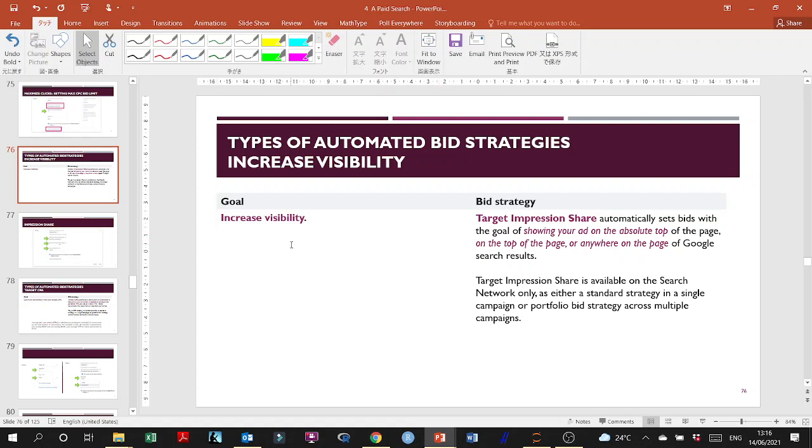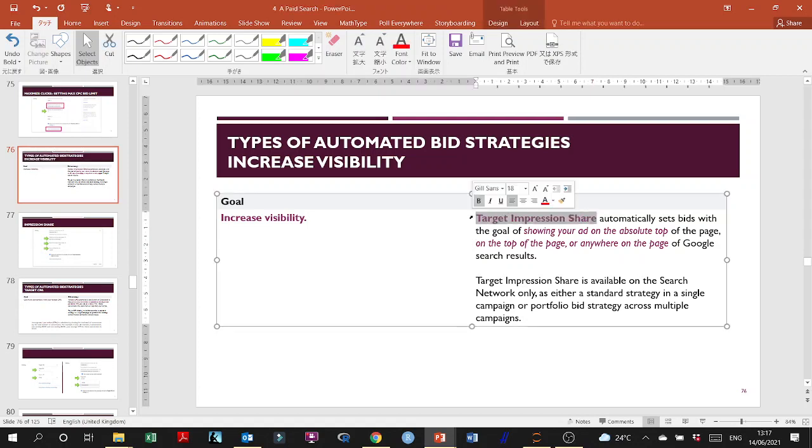Increase visibility is very important for brand awareness campaigns, as we talked about in class. With this, you target impression share. This is your impression share compared to the competitor, of course. It automatically sets bids with the goal of showing your ad on the absolute top of the page. This is why it's impression share. Or it's not only on the absolute top of the page, but also on the top of the page, or any place within the page on Google.